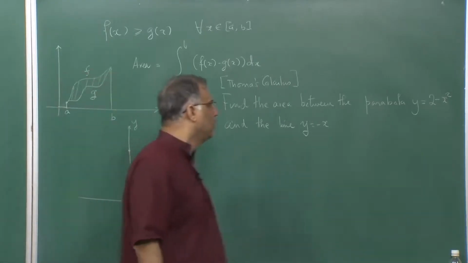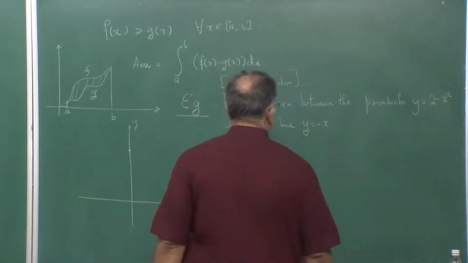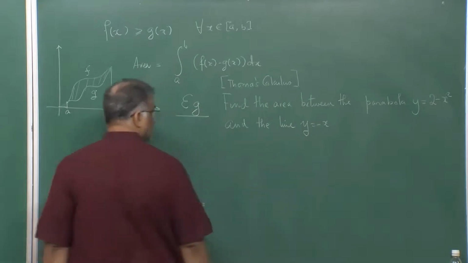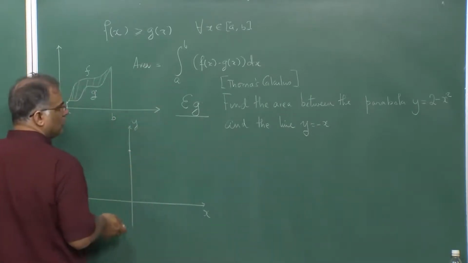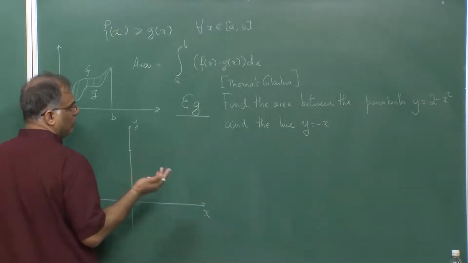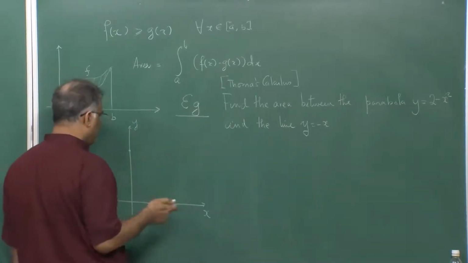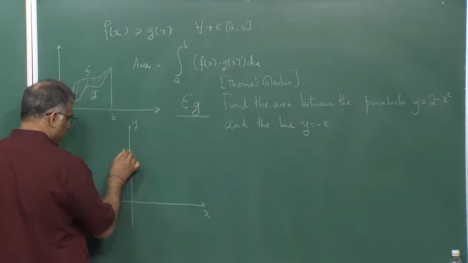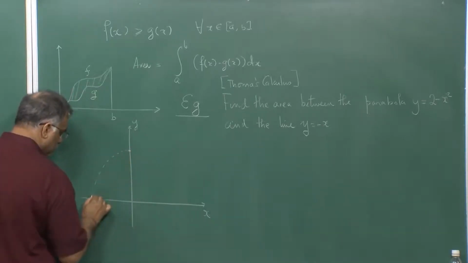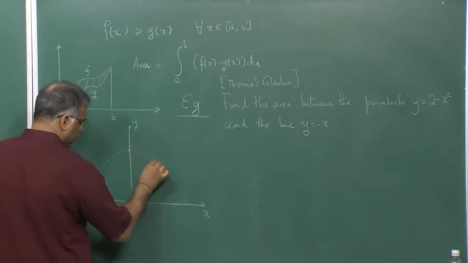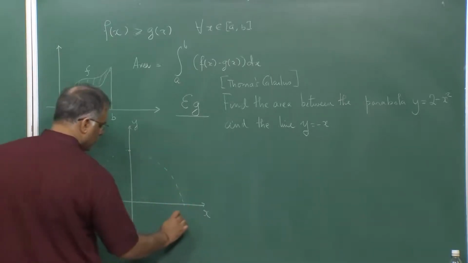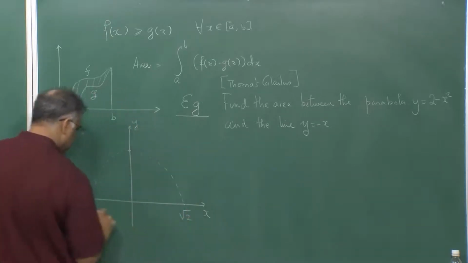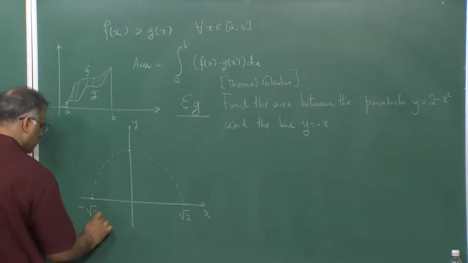So, and when y is 0, x is root over 2. Then y is 0 and x square is 2. So, x is plus minus root over 2. I am just drawing it. It need not be the exact root 2. Okay.